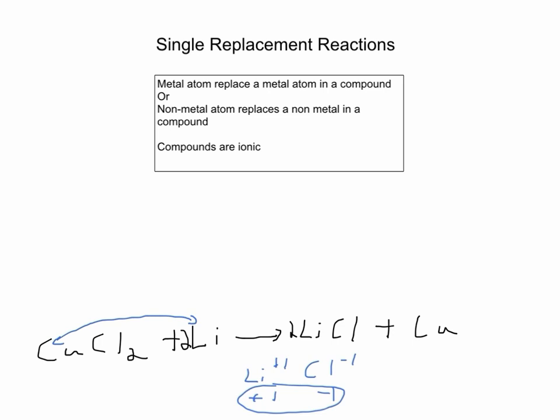Let's try another example, and this time we will react nickel(II) oxide plus sodium, and let's see what that gives us. Well, we know that the two metals are going to replace each other, so sodium and nickel swap places. We know the element that comes out is nickel. Nickel gets pushed out.